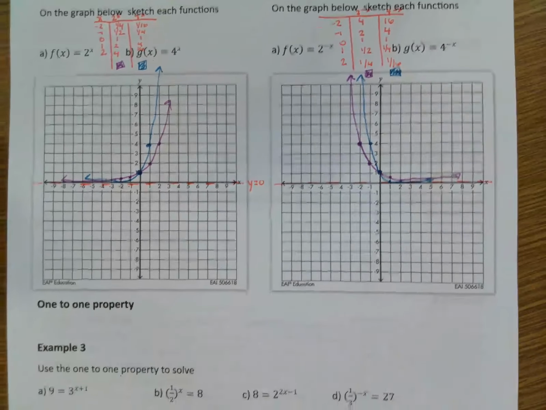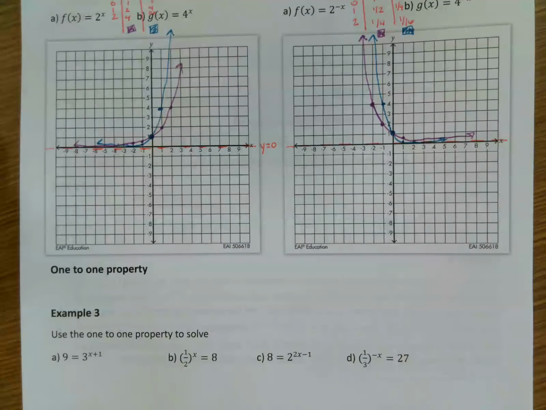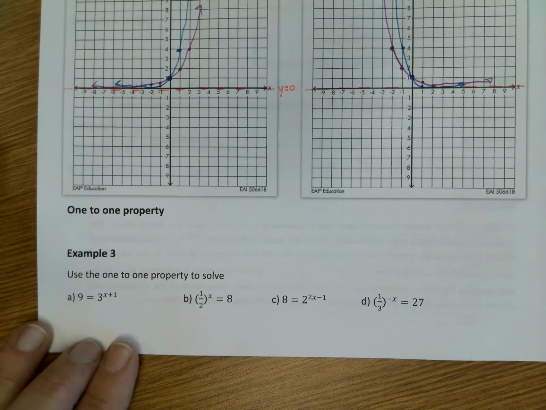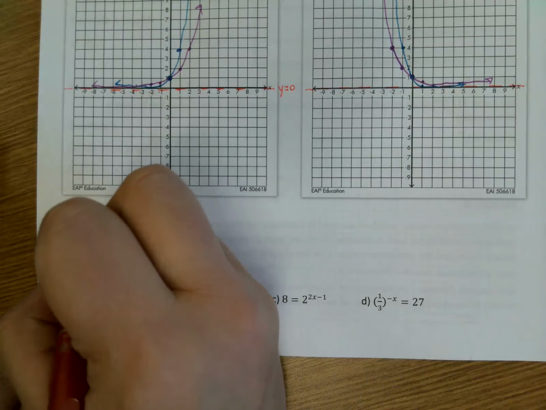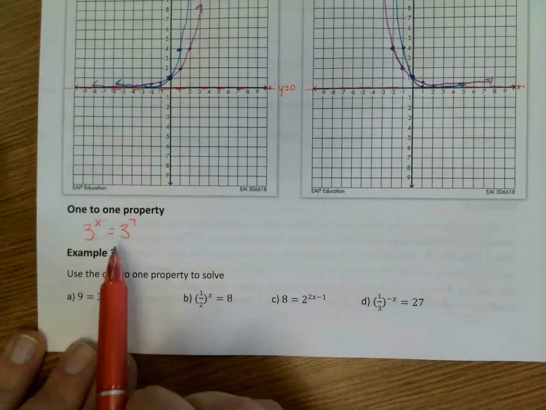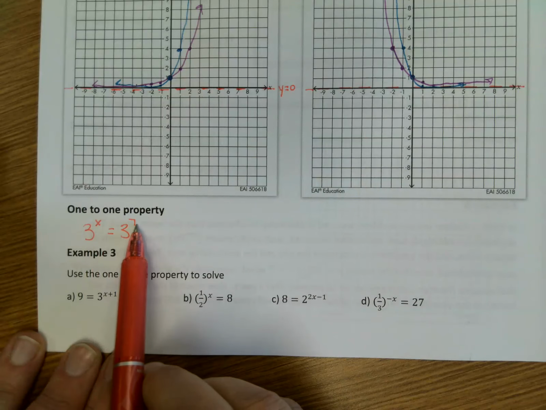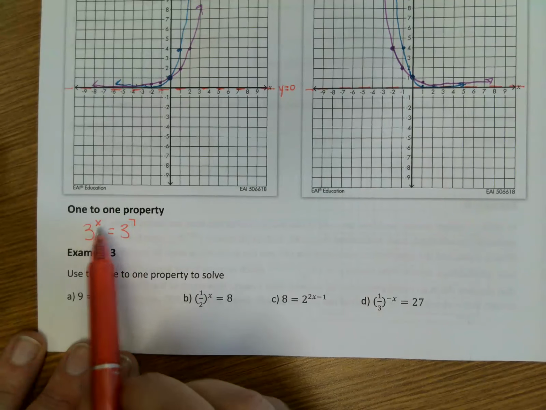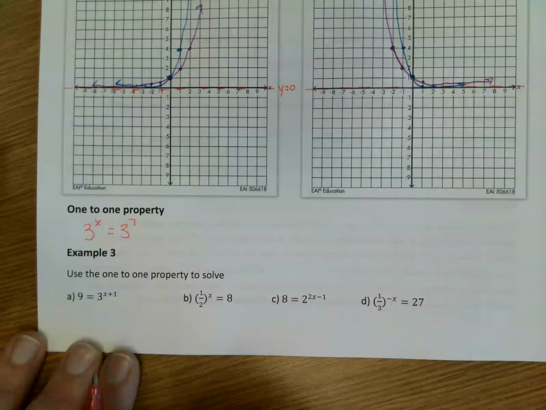Now, when we're talking about exponential functions, we have a one-to-one property. Meaning if I can get my bases the same, then it's going to have the same exponent. Example, if I had 3 to the x is equal to 3 to the 7th, because my bases are the same, these exponent values have to be the same. So in this scenario, x would have to be equal to 7. That's the only option I have.